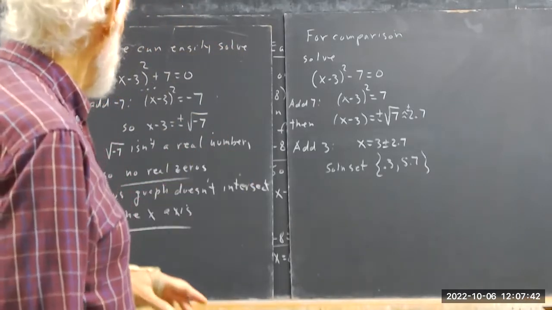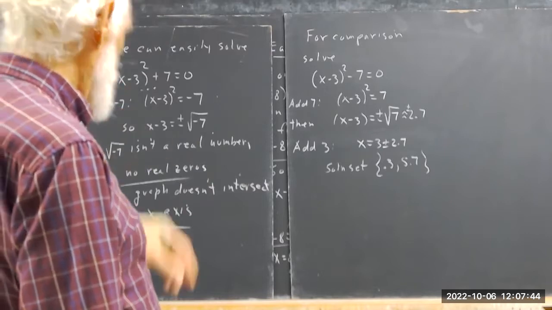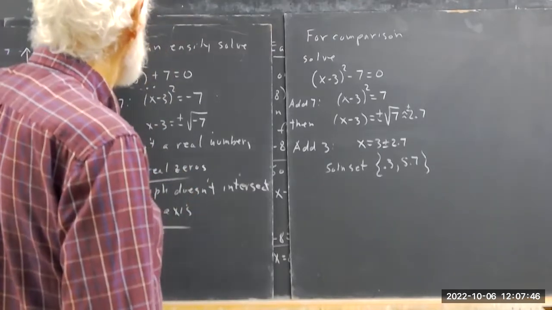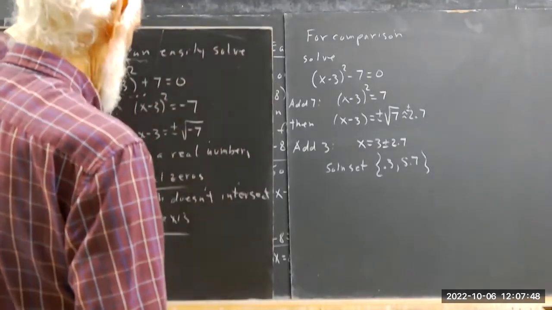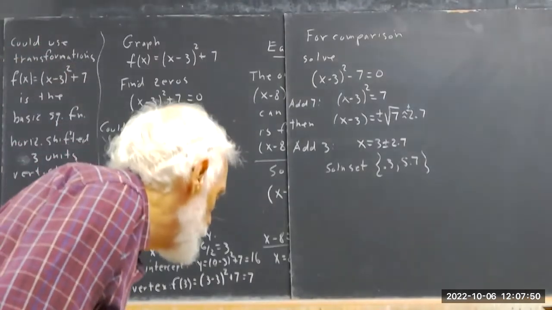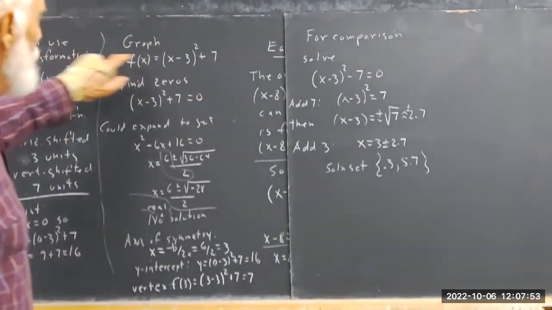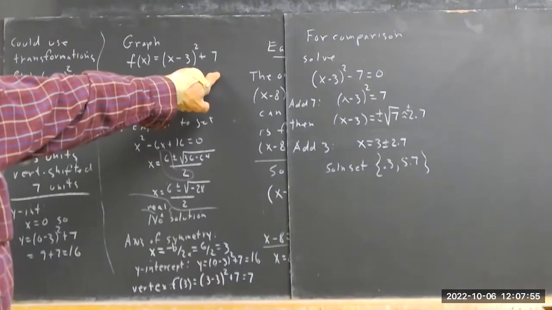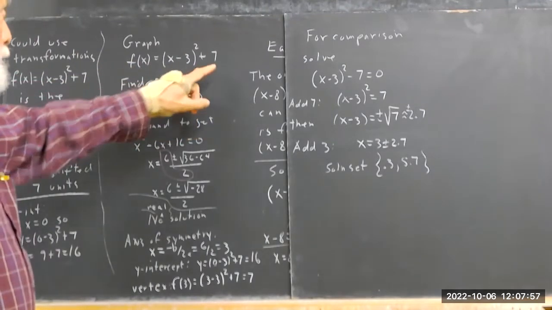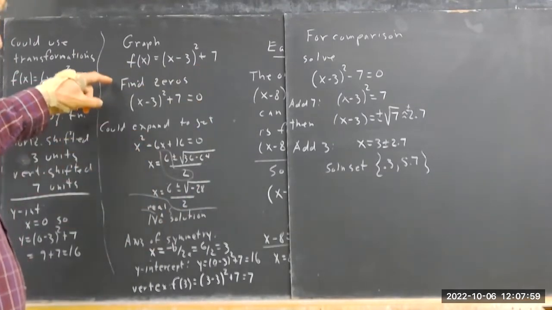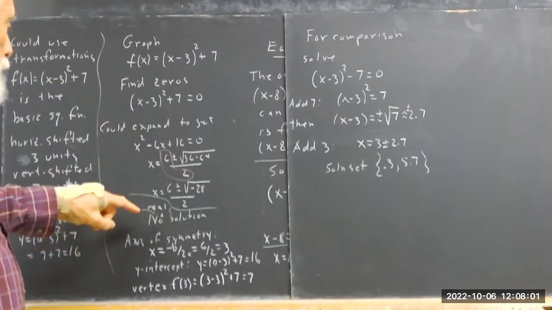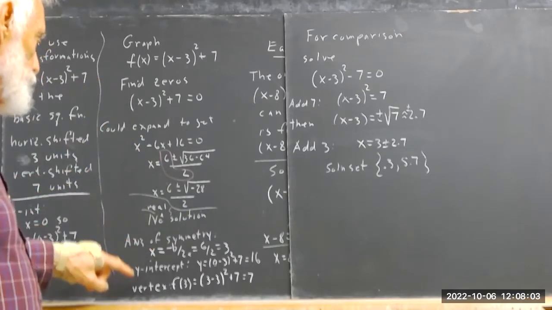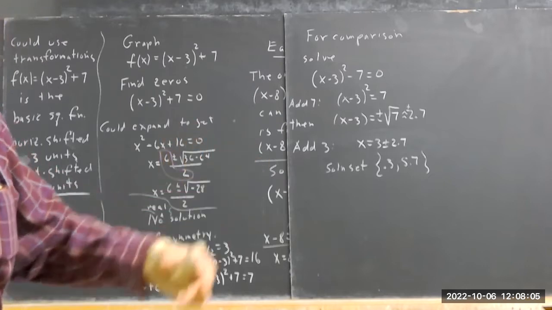But what we're doing right now is talking, first of all, about graphing this function. We graph this function by, well, we find the zeros. We find the axis of symmetry, we find the y-intercept, we get a graph.